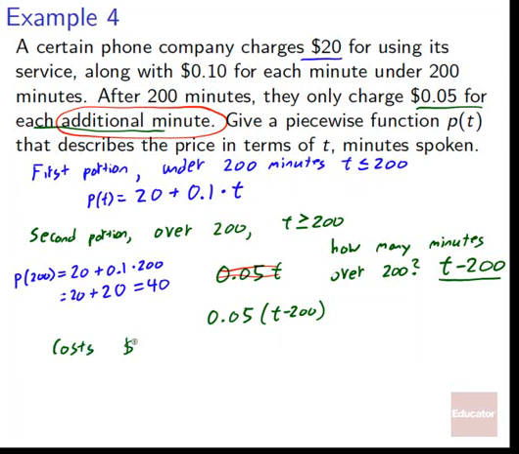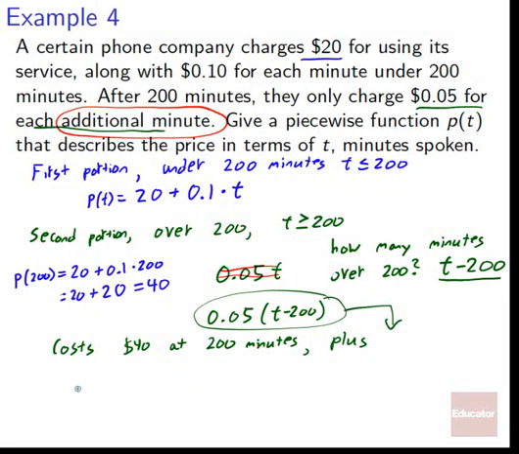So it costs $40 at 200, and then it is plus the additional amount per minute. So for the second portion, our function's going to be P of t equals $40, the lump sum that we have to pay at first to have even made it to the 200 minute mark, plus 5 cents for the number of minutes over 200 minutes.